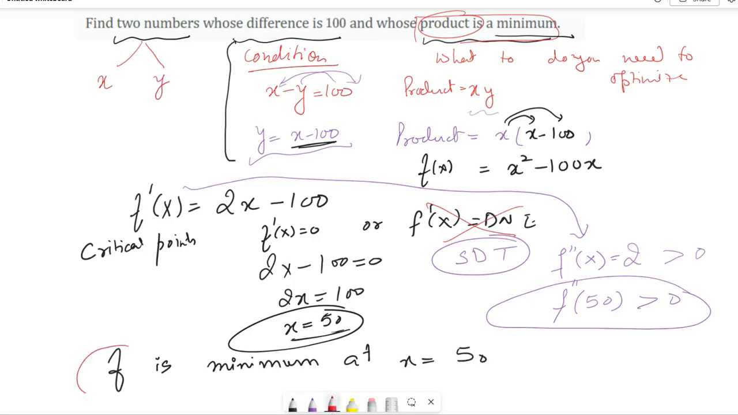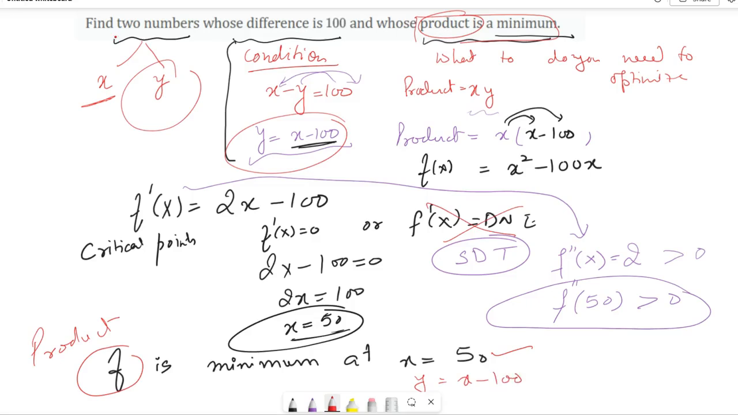Now notice f here is product. So basically product is minimum at x is equal to 50. We needed to find x. That part is done. We also need to find y. Y is equal to what? X minus 100. So your answer should be for y, 50 minus 100. The answer is negative 50.